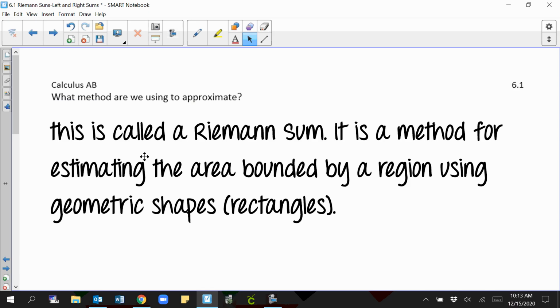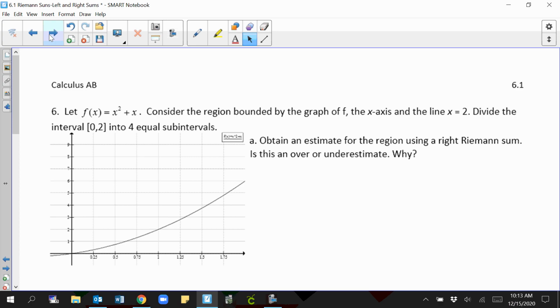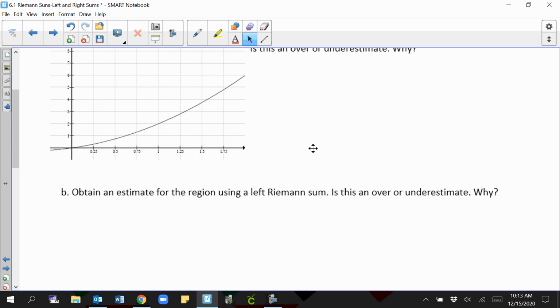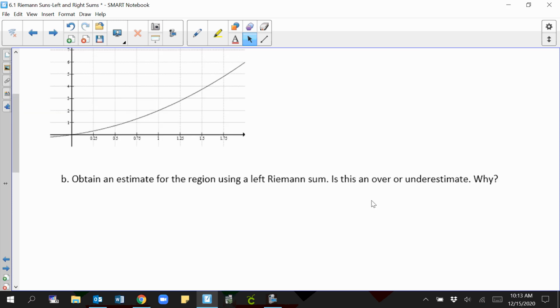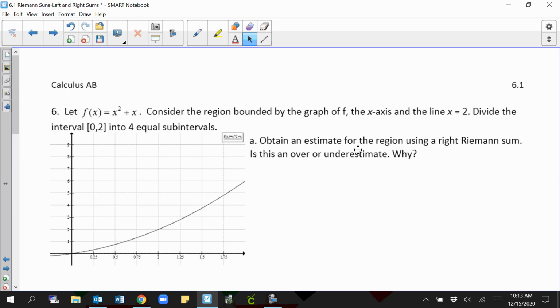So let's look at some more examples. In these, we are going to compare a right Riemann sum and a left Riemann sum. Part A is going to find the right, part B is going to find the left, and we're going to compare which one's an over or under estimate. So let's do our right Riemann sums in purple.